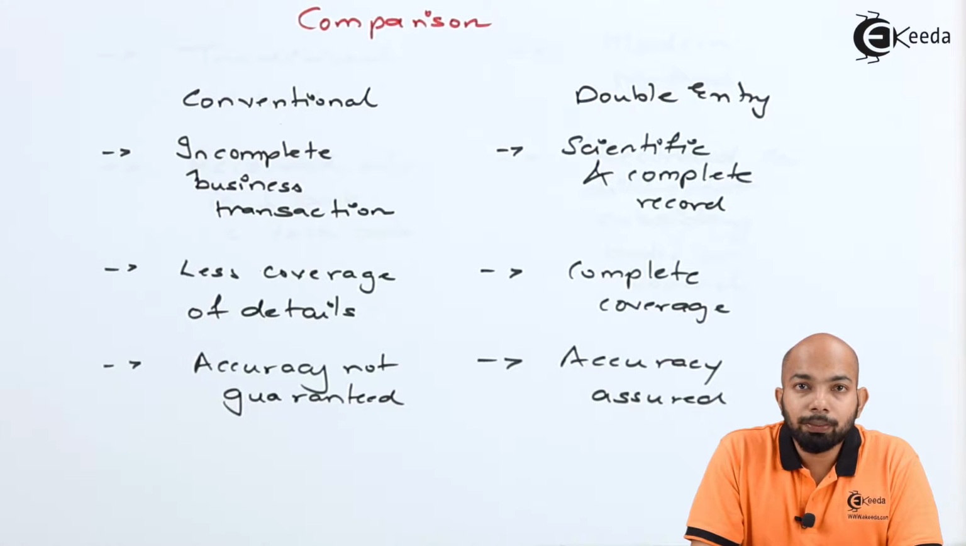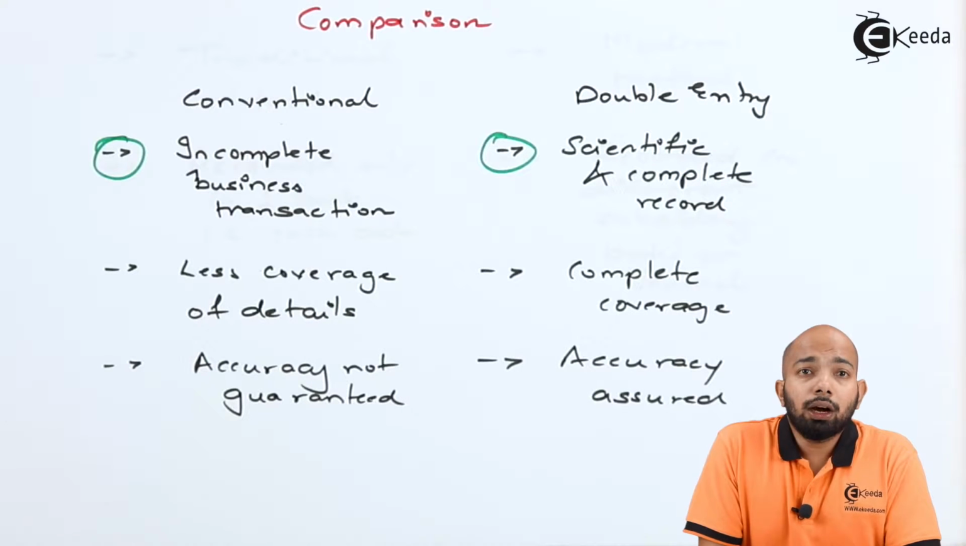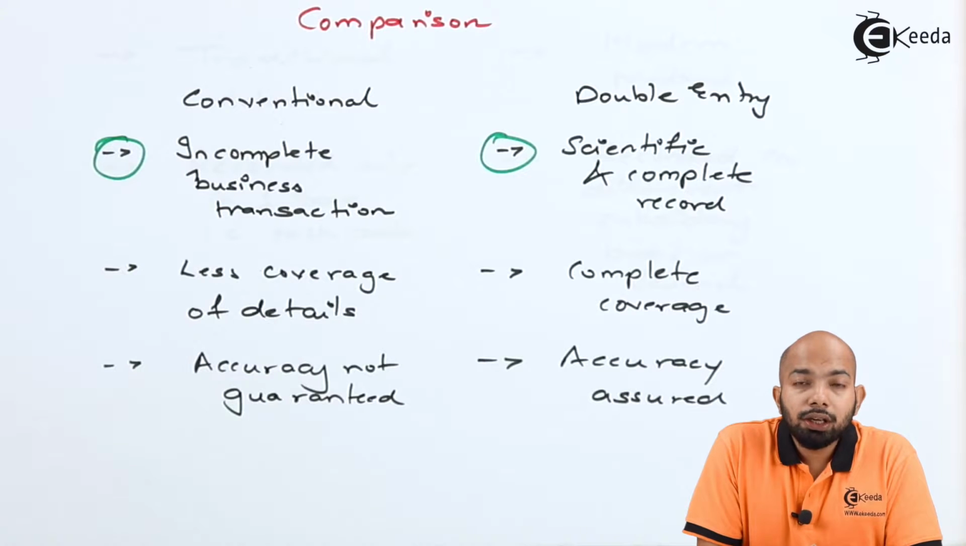We have certain points mentioned here, and we'll describe each point in detail. Let's go ahead with the first one. When we talk about recording transactions, the conventional approach has incomplete business transactions, as these are recorded in only one book, that is the cash book. However, the double entry bookkeeping system records transactions in a scientific and business way.